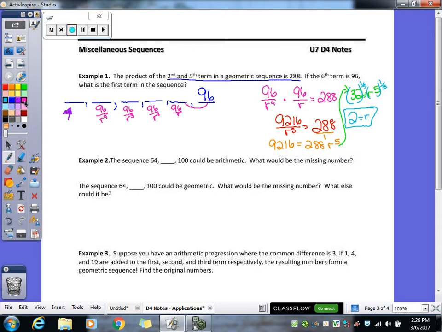So now I'm going to go through and divide everything by 2. So 96 divided by 2 gives me 48. Divide by 2 gives me 24. Divide by 2 gives me 12. Divide by 2 gives me 6. Divide by 2 gives me 3. So our first term is a 3.